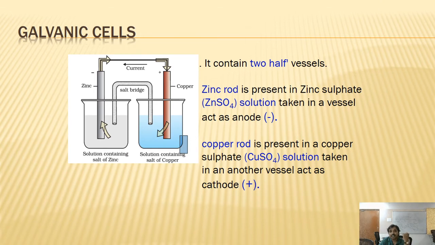The explanation part: the zinc rod present in the zinc sulfate solution taken in a vessel acts as the anode, which is negative, and the copper rod dipped in the copper sulfate solution taken in the other vessel acts as the cathode, which is positively charged.